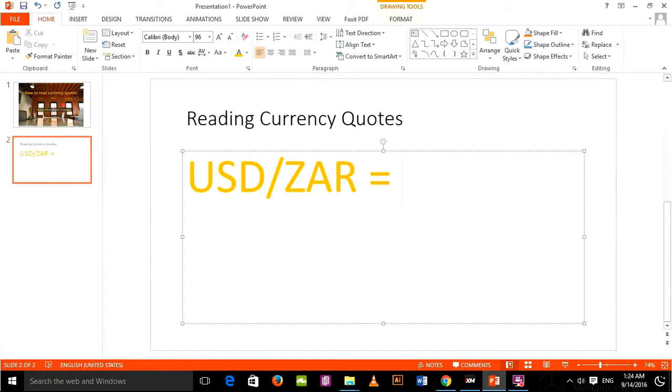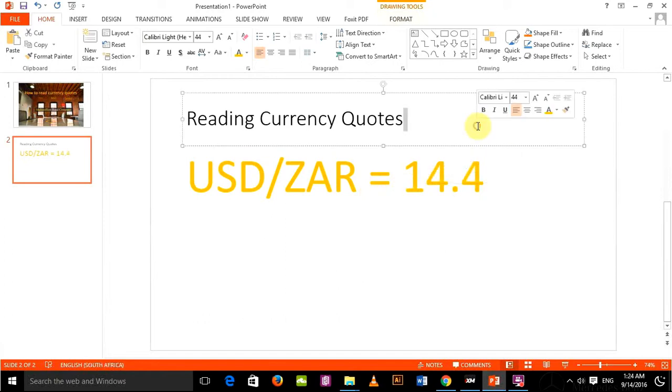Okay, so say for example we have a quote that says 14.4, just like that. We want to know what that means. Oftentimes, a quote is given in terms of two currency pairs. On forex, you never ever find a quote that is given independently on its own. Currencies come in pairs.